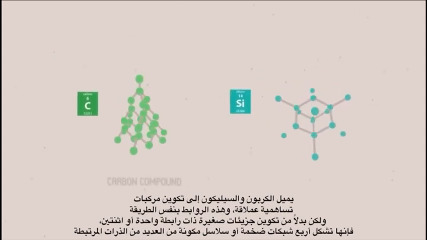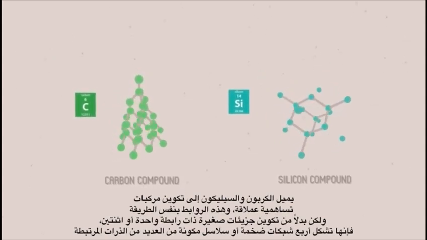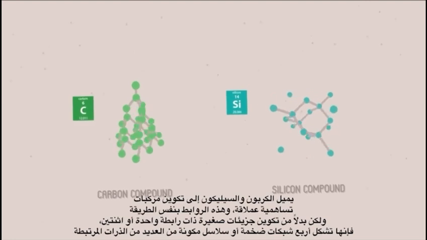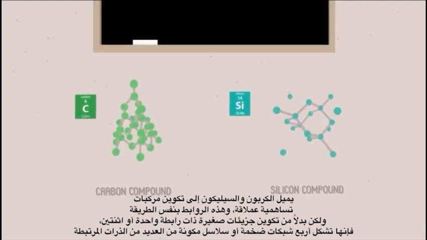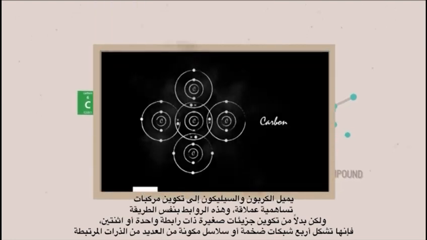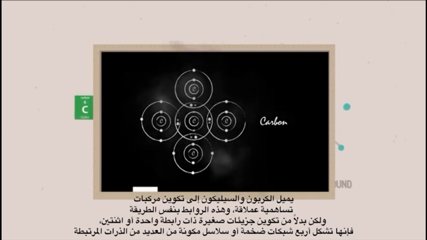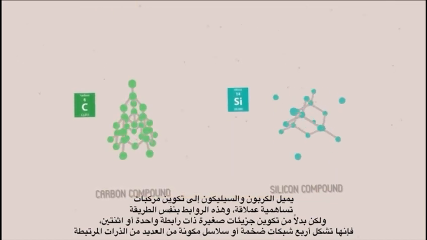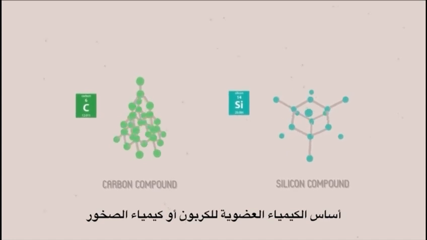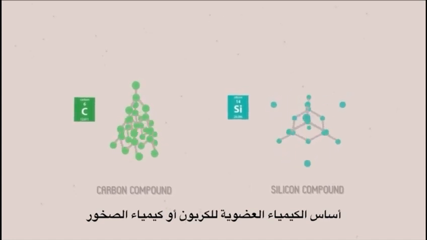Carbon and silicon tend to form giant covalent compounds. These bond in the same way, but instead of forming small molecules with one or two bonds, they form four, making up huge lattices or chains of many, many linked-up atoms, the basis of the organic chemistry of carbon or the chemistry of rocks.